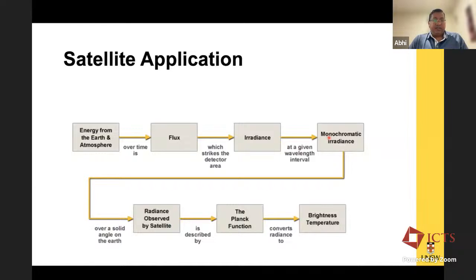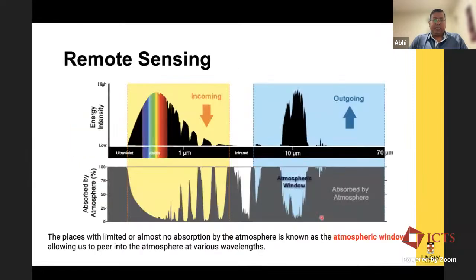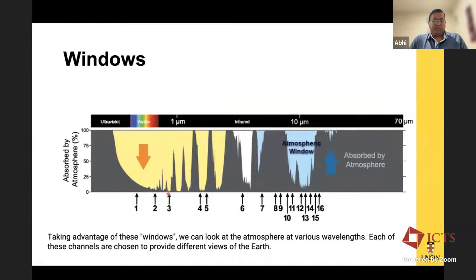The importance of radiative transfer is also in satellite applications. You can see the flux can be measured as irradiance, and then using the Planck function, we can get the brightness temperature that is picked up by satellites. In remote sensing, this figure is similar to what I've shown before. You have the incoming and the outgoing at different wavelengths, and then you have these atmospheric windows. These are where there's basically not much absorption, and we can use these atmospheric windows to actually peer into the atmosphere at various wavelengths to see what's happening from the satellite. You can see these atmospheric windows are here at different locations at different bandwidths.